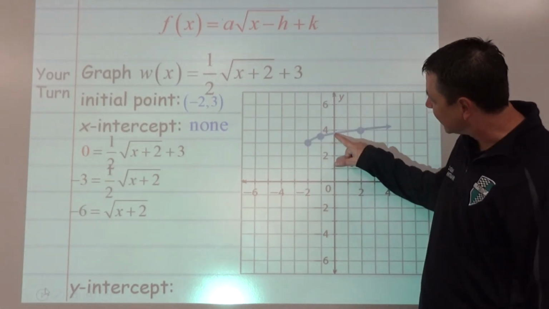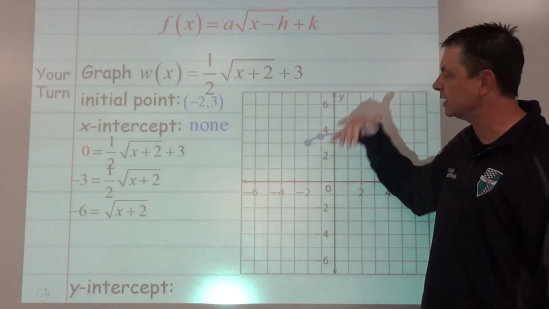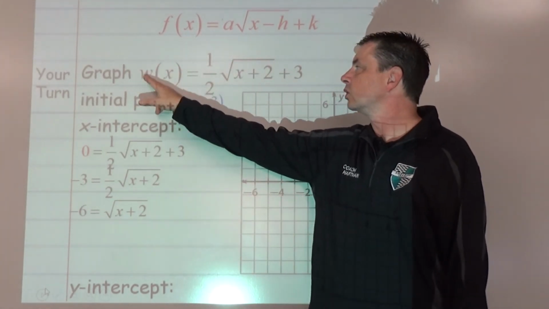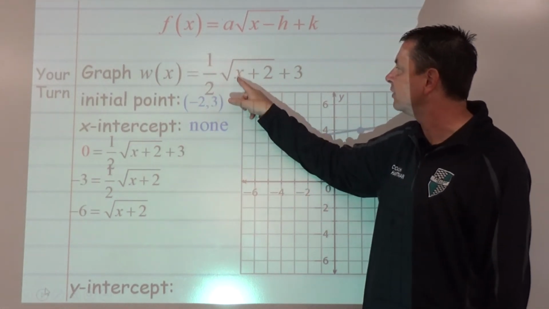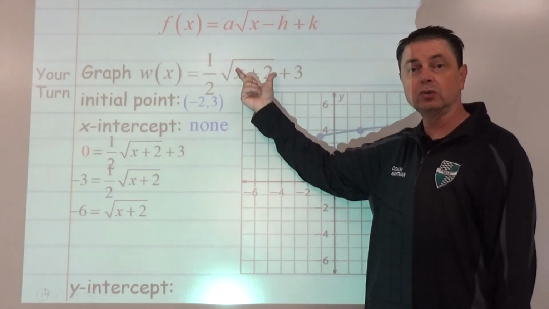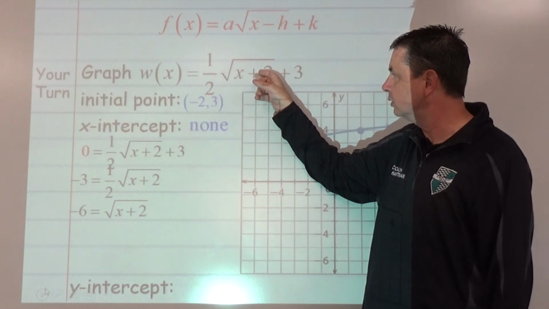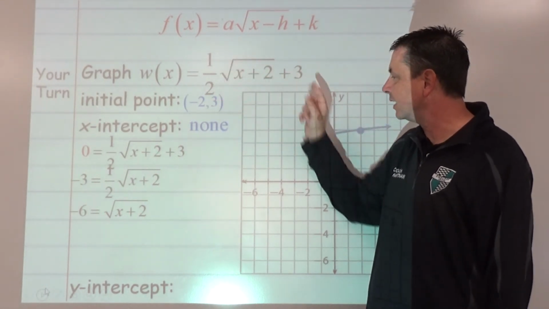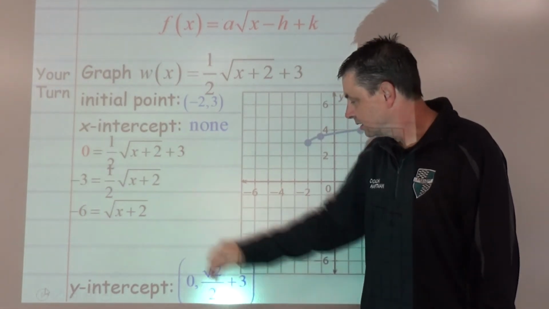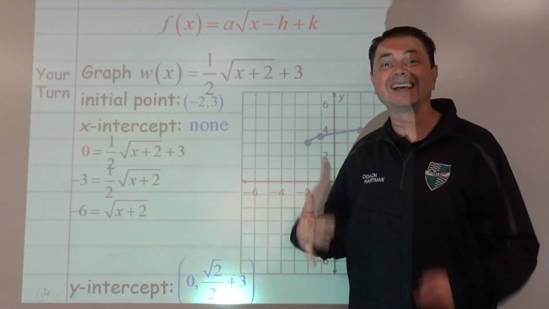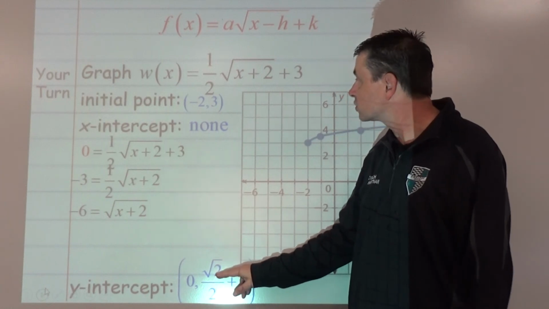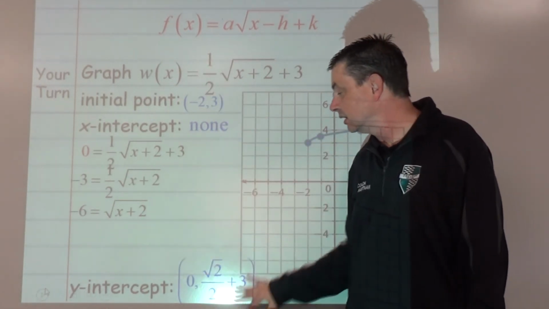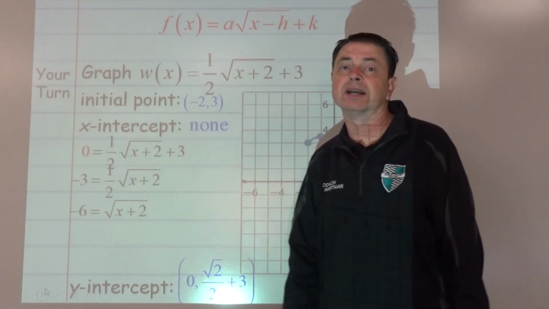And the y-intercept, it's not a real nice point. So let's go through and see what substituting in a 0 is. W of 0 is equal to 1/2 square root of 0 plus 2. That's 2. So the square root of 2 times 1 over 2, add 3. That becomes our y-intercept as an exact value. Square root of 2 divided by 2, add 3 is our exact value for our y-intercept.